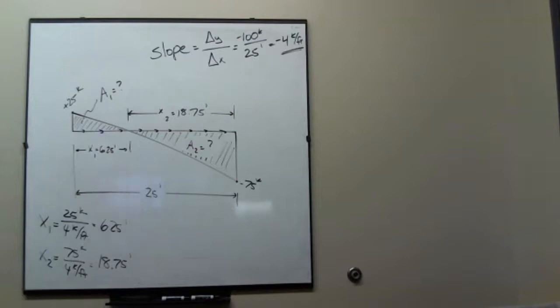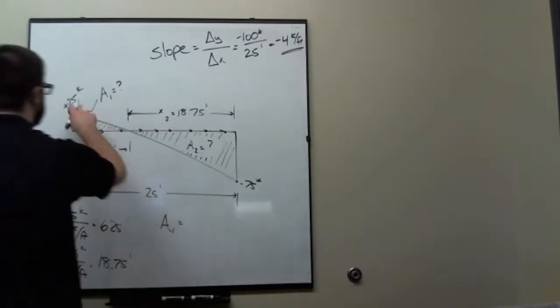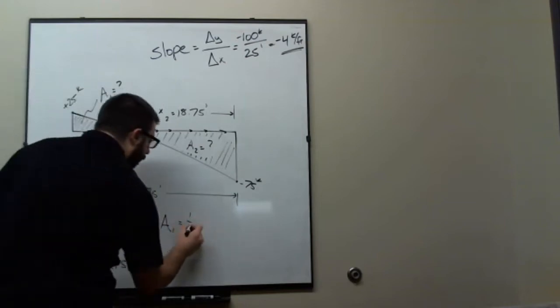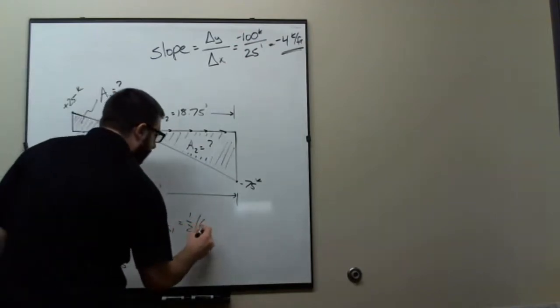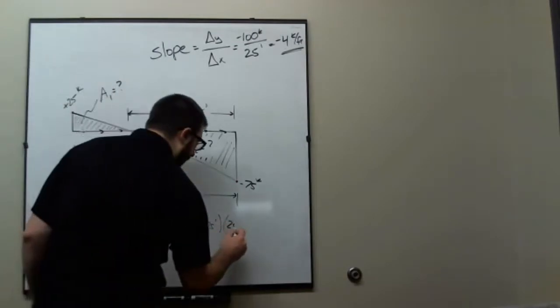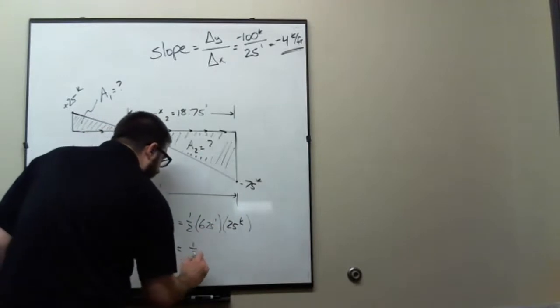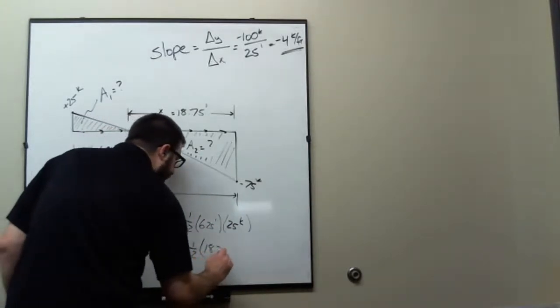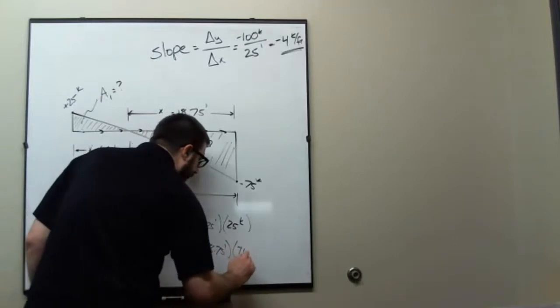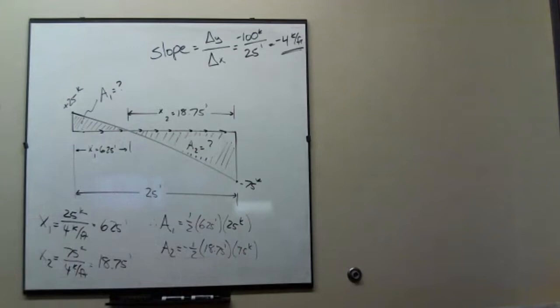That's the total length. And so to determine the area, the area of this first region right here is just 1/2 times the base times the height, 25 kips. Area 2 is 1/2 times the base times the height, and then put a negative out there since that's negative. And then 0.5 times 6.25 times 25.